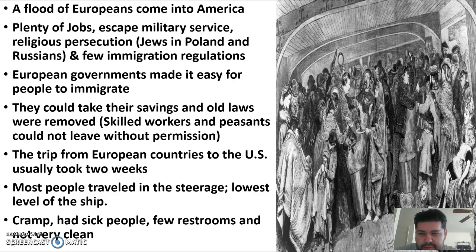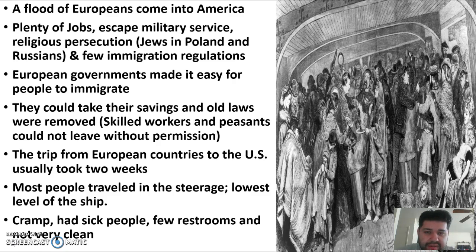Another big reason why people came was religious persecution. One of the biggest groups were the Jewish people from Poland and Russia. They were being ostracized. They were being persecuted for being Jewish. So they had no other choice, because other people didn't want them. In other countries, they weren't welcomed.